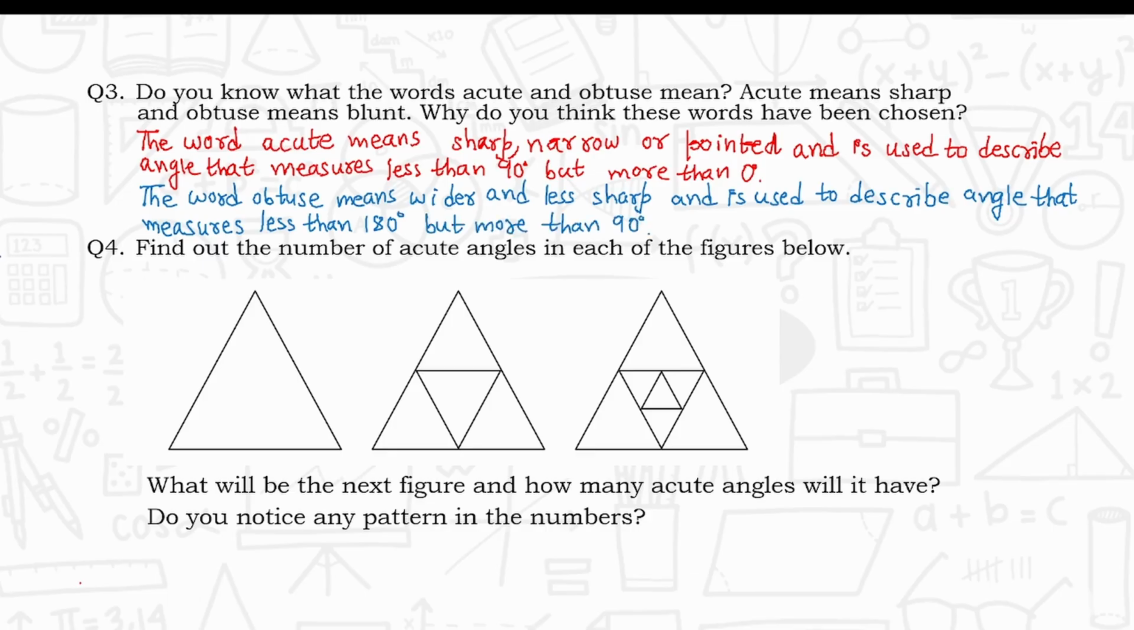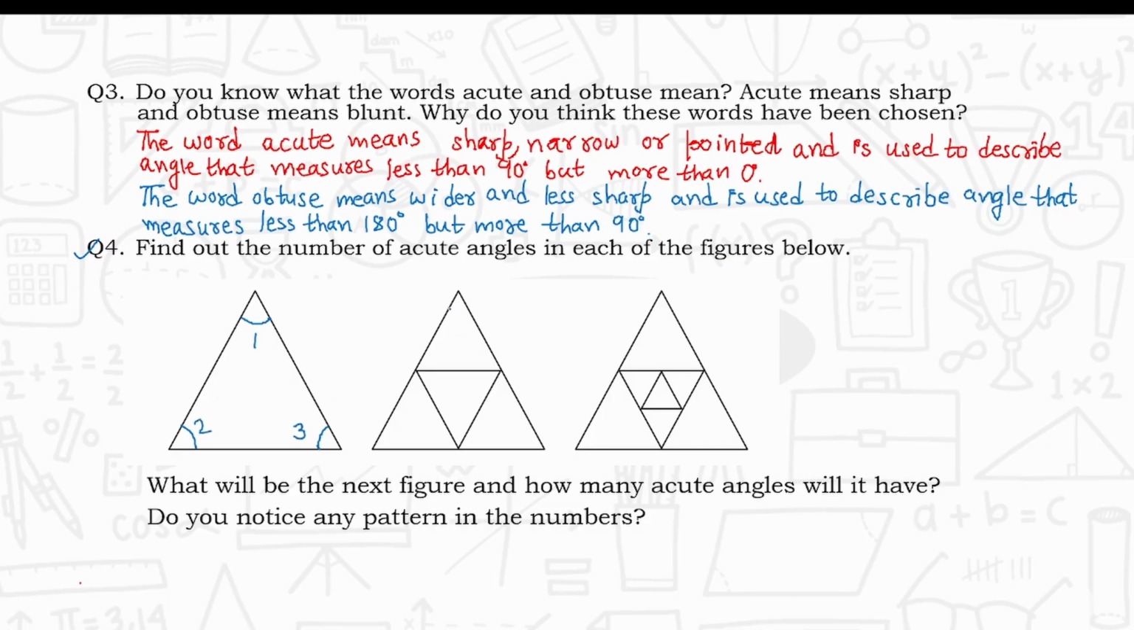Now let's move to question number 4. Find out the number of acute angles in each of the figures below. What will be the next figure and how many acute angles will it have? Do you notice any pattern in the numbers? Just see, in first figure we have how many acute angles? We have to just count, no need to write name. So we have 3 acute angles in first figure.